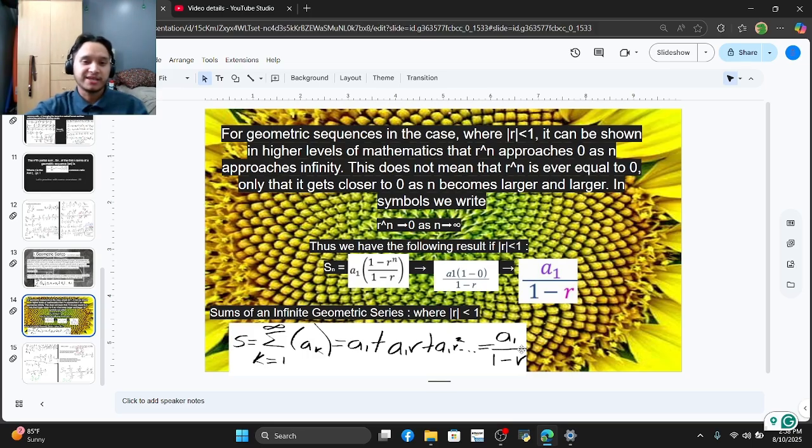For geometric sequences, in this case where the ratio is less than 1, it can be shown in higher level mathematics that the ratio to the power n approaches 0 as n approaches infinity. This does not mean that r to the power of n ever equals 0, only that it gets closer to 0 as n becomes larger and larger, in symbols.